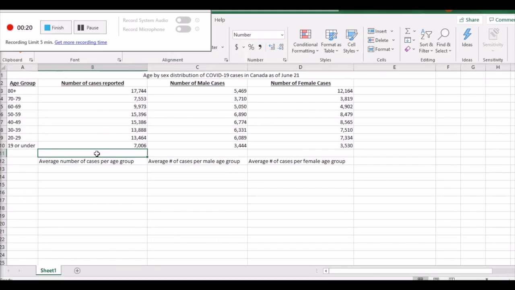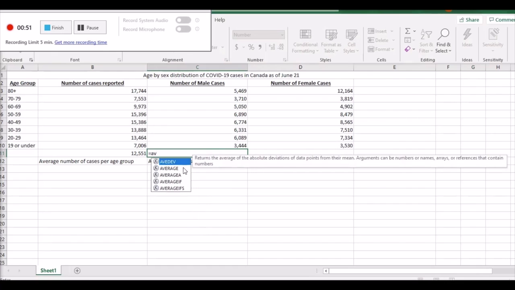So for the first one, what you do is you go to number of cases reported, go to the bottom, type equals average, and then highlight all of the data that you're going to be using, and then enter, and right there. So the average number of cases per age group is 12,551 cases. So what that means is every age group usually has an average of 12,551 people that got coronavirus as of yesterday.